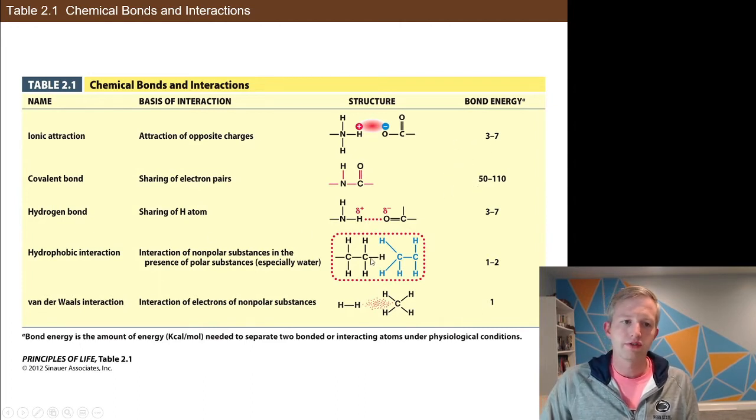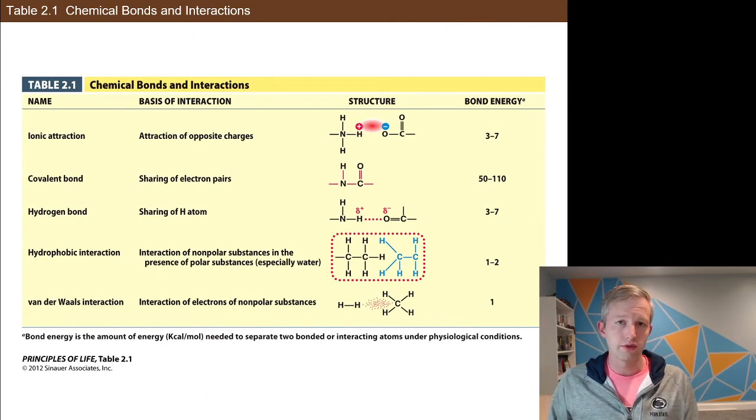Beyond that, we have different types of just general interactions. And these are sort of the weakest forms of an attraction or a bond, but they're not negligible and they can't be completely disregarded. So hydrophobic interactions, that's just general interactions between nonpolar substances.